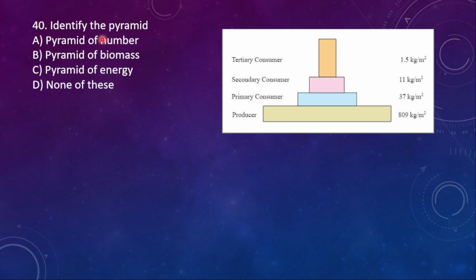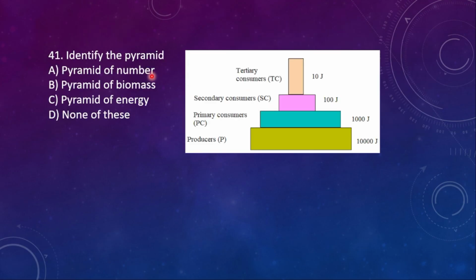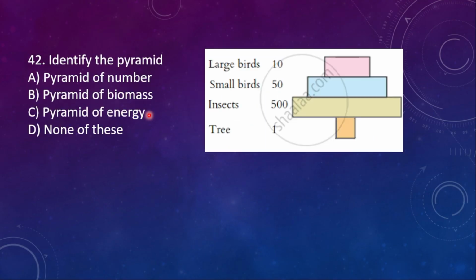Identify the pyramid. Pyramid of number, biomass, energy, none of this. Here the right option is option B, biomass. See, this is upright. Next, 41. Identify the pyramid. Again, identify the pyramid. Pyramid of number, biomass, energy, none of this. Here the C, that is pyramid of energy. Next, 42. Identify the pyramid. Pyramid of number, biomass, energy. Here it is number.